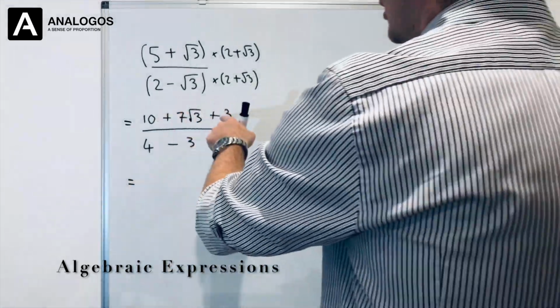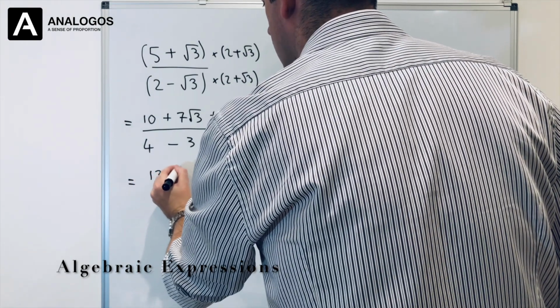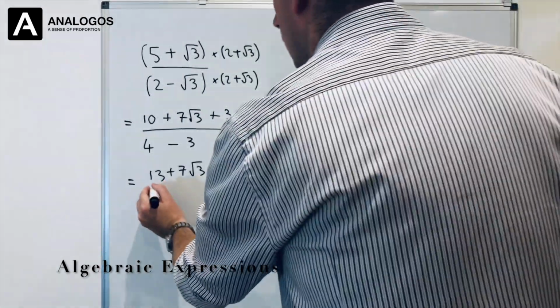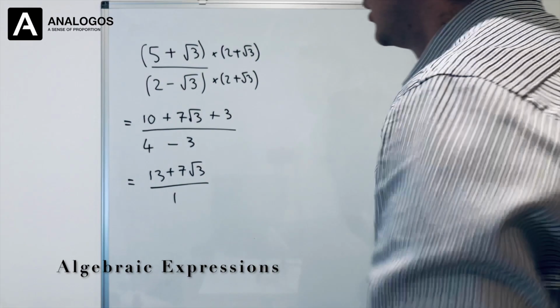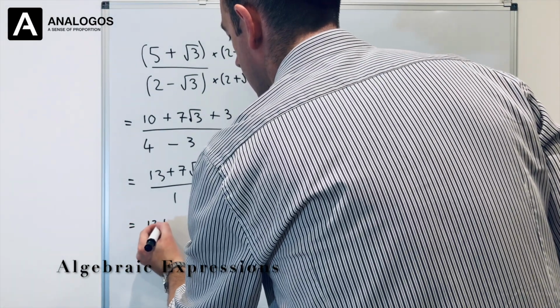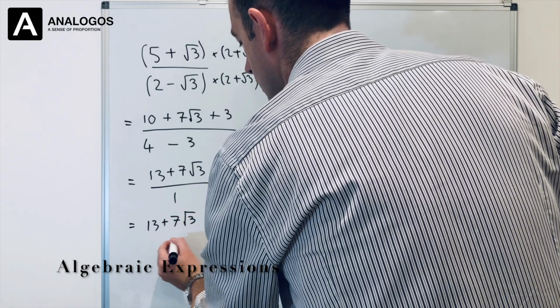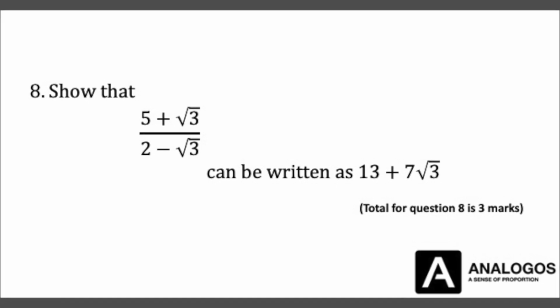So 10 plus 3 would be 13 plus 7 root 3, all over 1. Anything divided by 1 would just cancel, so therefore we're left with 13 plus 7 root 3, which is what the question asked for. Okay, 13 plus 7 root 3.